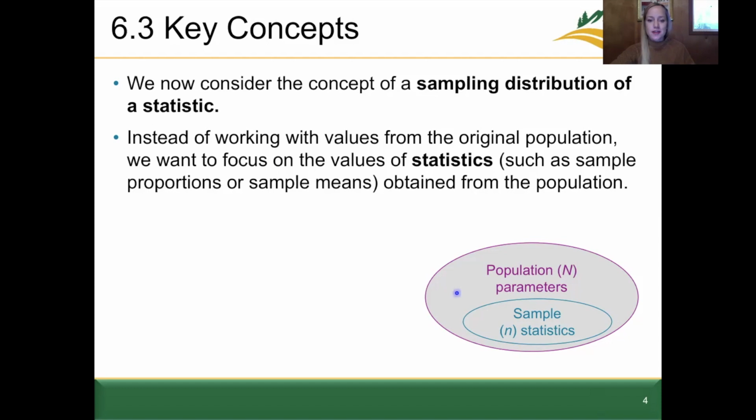So in 6.3, instead of working with values from the original population, we're going to focus on the values of statistics, such as a sample proportion or a sample mean, and we'll get into what these mean. Where these sample proportions or sample means were collected from a sample of the population that we're actually interested in. Let's talk about some general behaviors of sampling distributions.